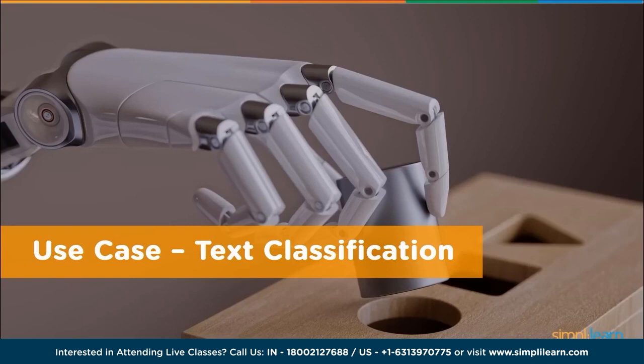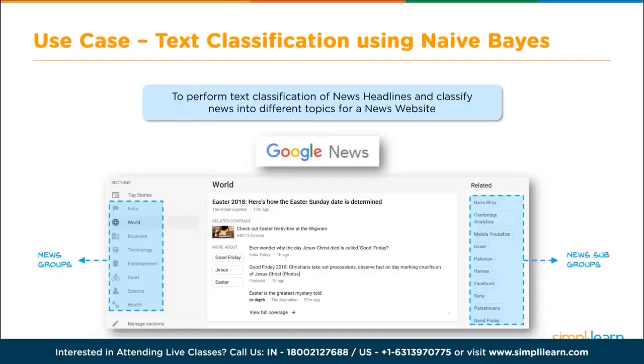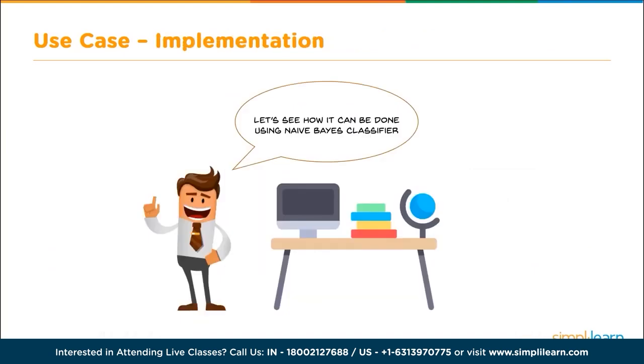But we're going to do a Python code doing text classification, very popular for doing the naive Bayes. So we're going to use our new tool to perform a text classification of news headlines and classify news into different topics for a news website. As you can see here, we have a nice image of the Google News, and then related on the right, subgroups. I'm not sure where they actually pulled the actual data we're going to use from. It's one of the standard sets. But certainly this can be used on any of our news headlines and classification. So let's see how it can be done using the naive Bayes classifier.